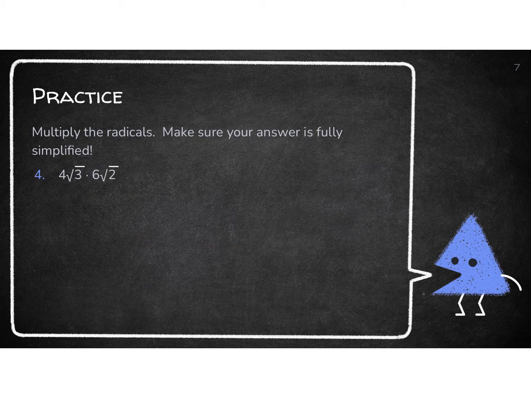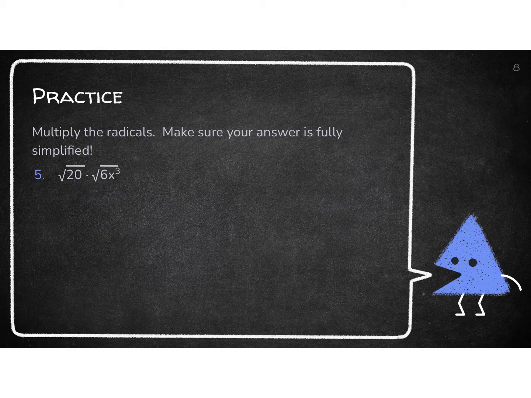Let's look at number 4 here. Sign says multiplication again. So I'm going to multiply the numbers out front and multiply the numbers underneath. So 4 times 6 is going to give me 24. Square root of 3 times 2 is going to give me 6. So now I'm going to check. Can I break up 6 at all? Can I simplify 6? I cannot. So then I'm good to go.